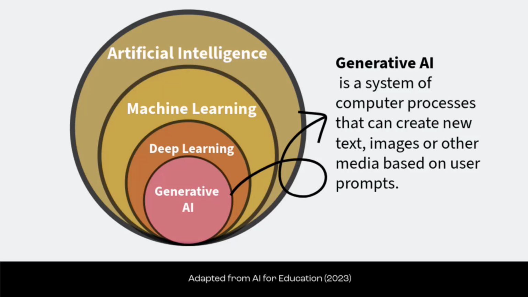And really what we're going to be looking at today are tools that utilize generative AI to assist with the discovery and comprehension of research and papers. So generative AI is a system of computer processes that can create new text or images or some other media, and there are some for video now, based on user prompts. So that is the very basic definition.